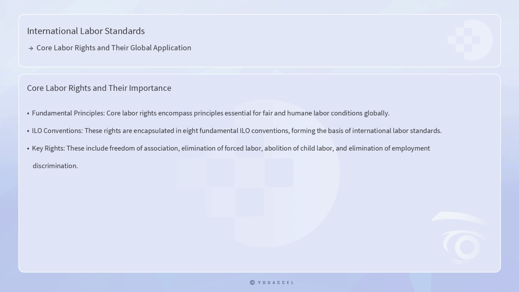Recognized and promoted by the International Labour Organization, these core labor rights include freedom of association and the right to collective bargaining, the elimination of forced or compulsory labor, the abolition of child labor, and the elimination of discrimination in respect of employment and occupation. These rights, encapsulated in 8 fundamental ILO conventions, form the basis of international labor standards and play a crucial role in fostering equitable working conditions worldwide.